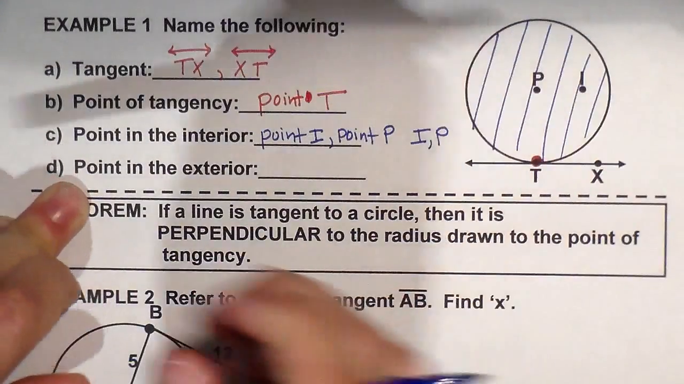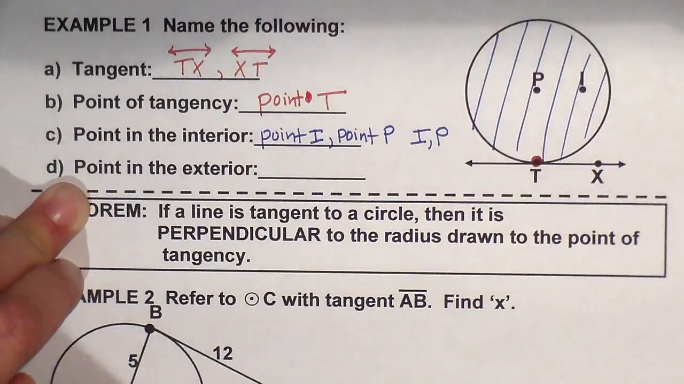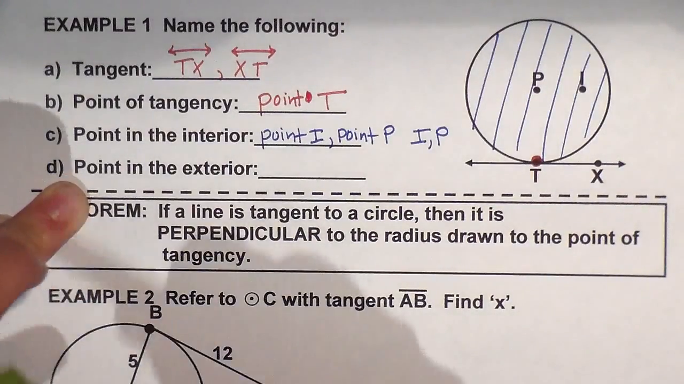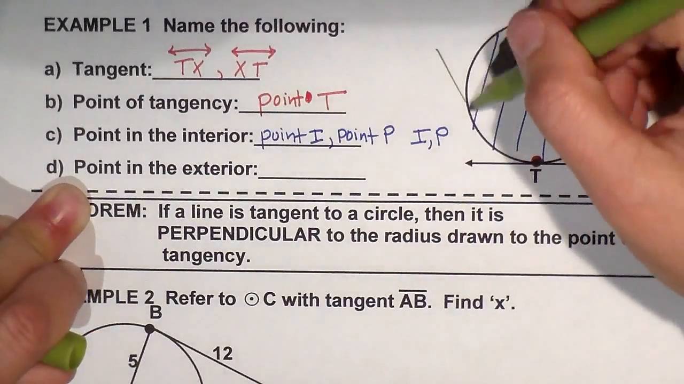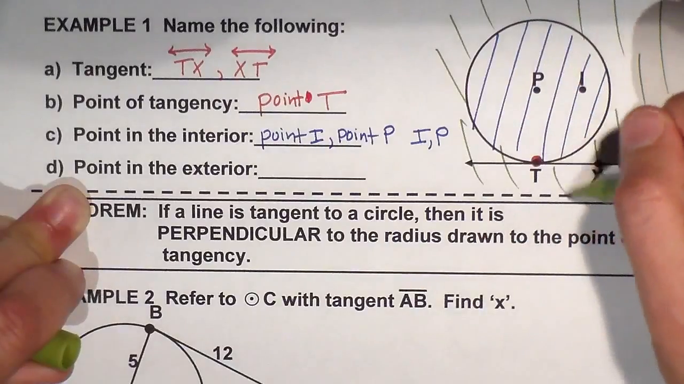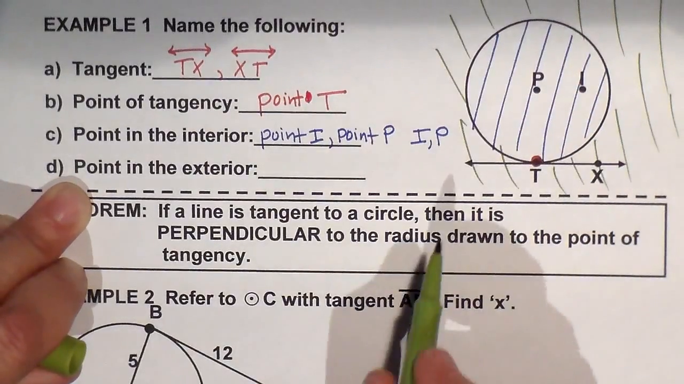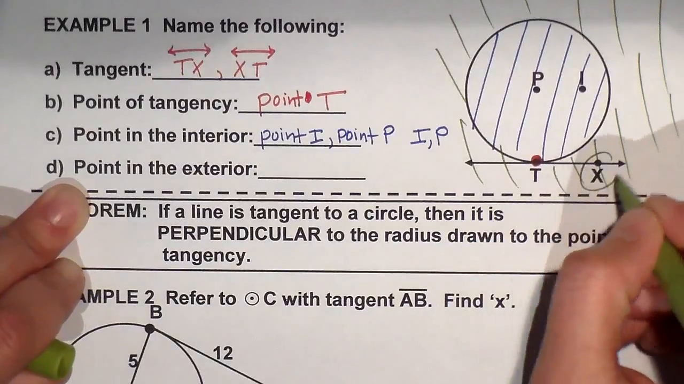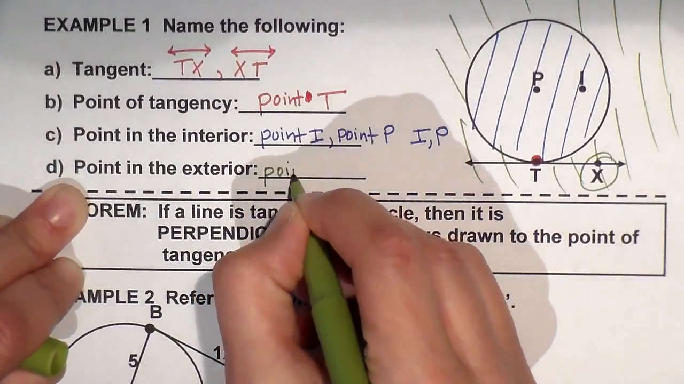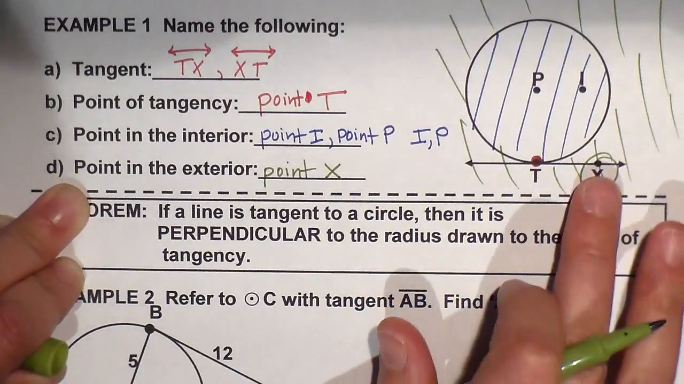So now let's look for the point that's in the exterior of the circle. Whereas interior is on the inside, exterior is on the outside. So here's the exterior of the circle. All of this is exterior. Well, the only point we actually have in the exterior is point X right here. So that would be point X.